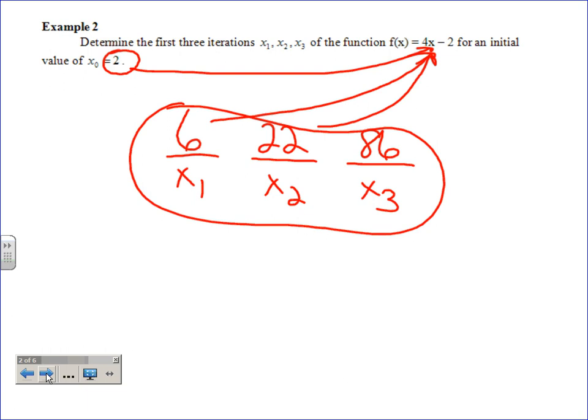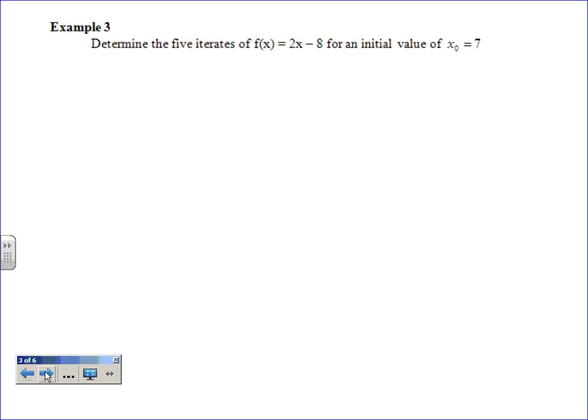Any questions so far? Okay, example 3 right now on your own, and I'll make it a little easier on you. Let's change this number to 3.